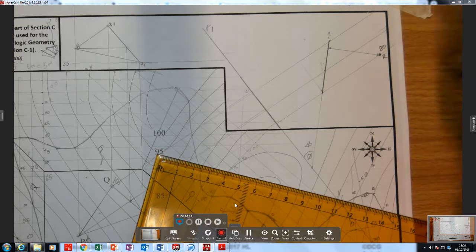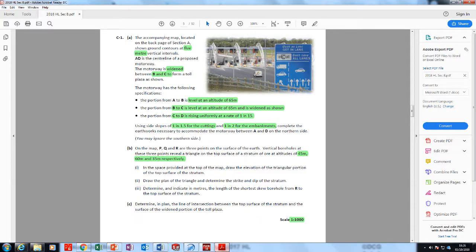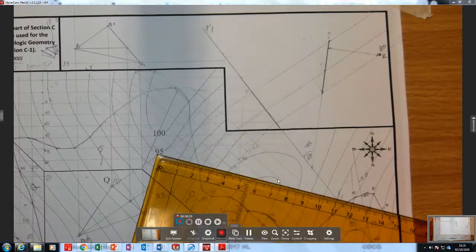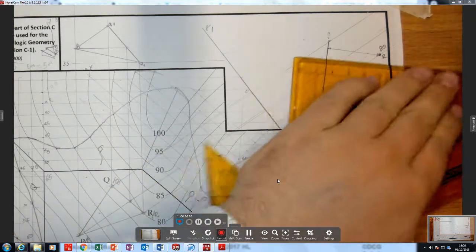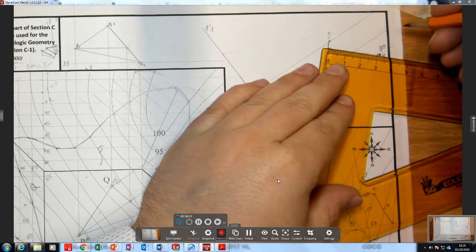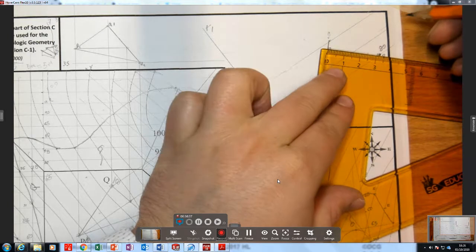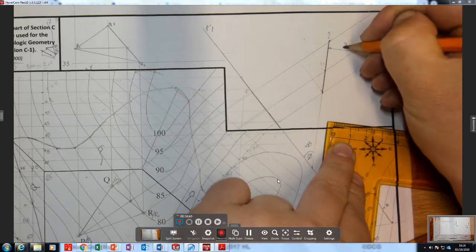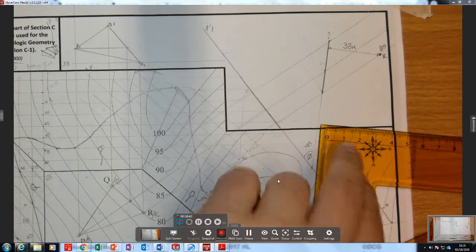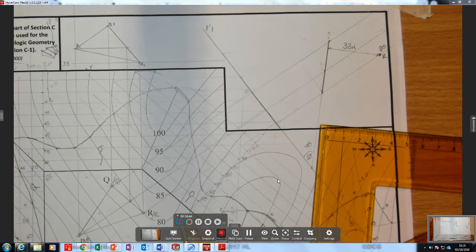So it says determine and indicate in meters. So it says indicate, so you have to measure this and write it in meters. So it's 33 millimeters, so that in meters is 33 meters. Watch that they don't have the scale 1:500. That'd change things. Now, this is my favorite part of this question.